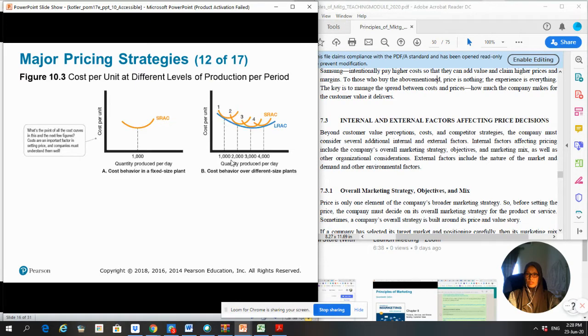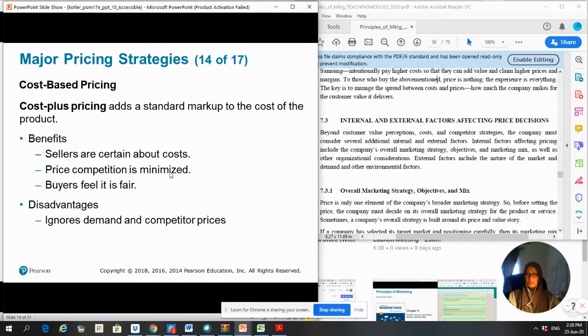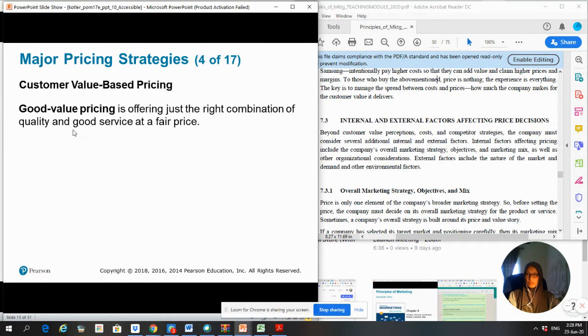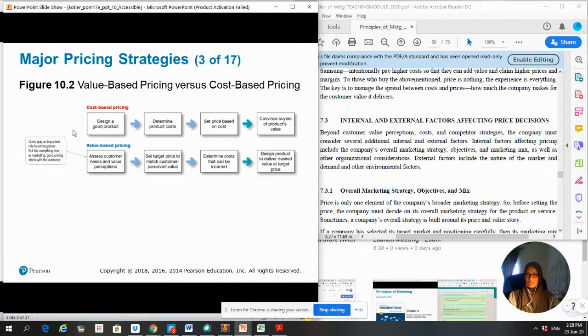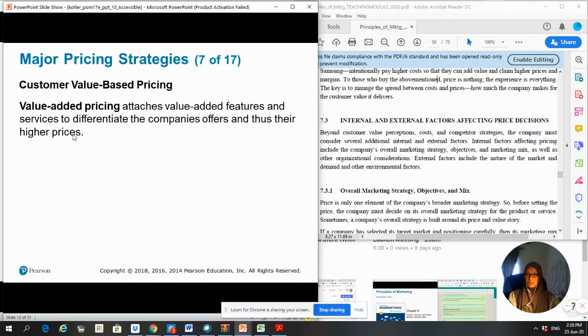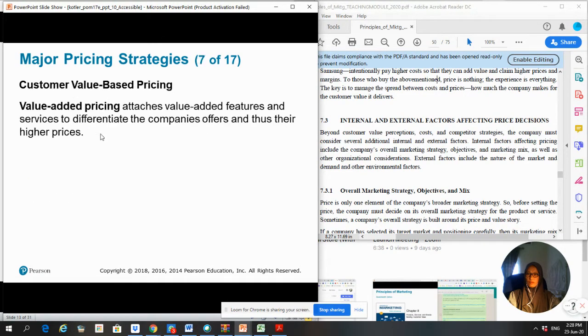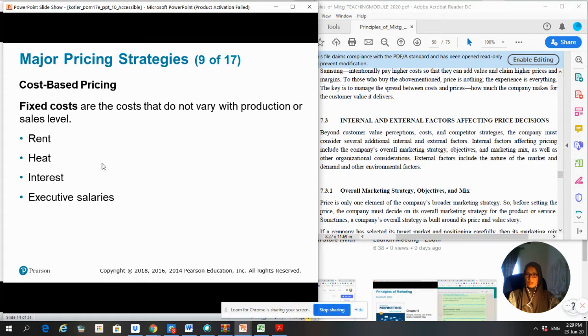So I'm not going to show you in detail how the cost-based pricing has actually been set up. For your lecture, you just disregard this. It's just enough for you to understand what this strategy means, the characteristics of the strategy, the concept of the strategy, right? So we just omit this one.